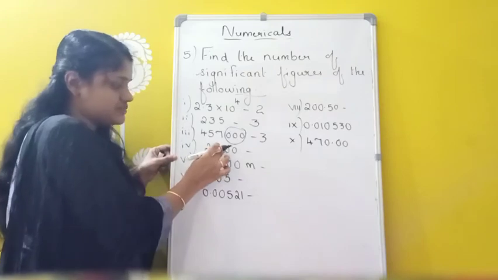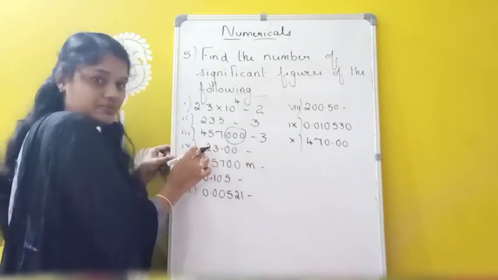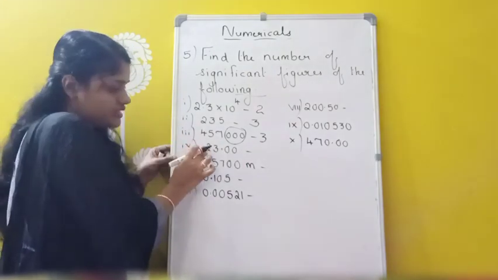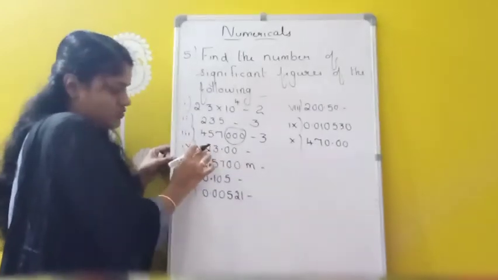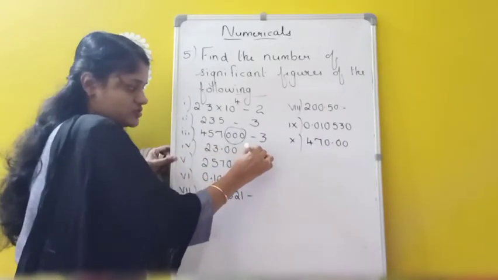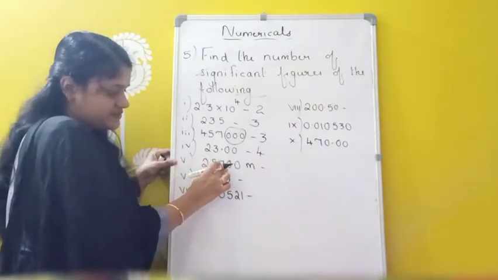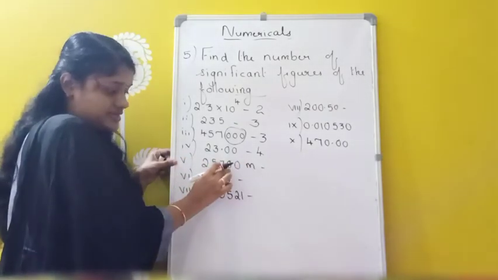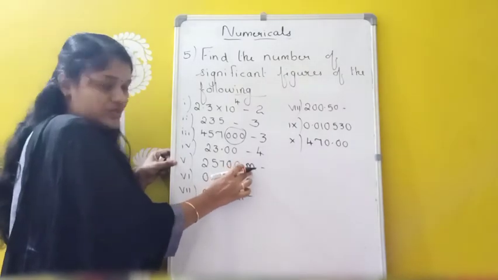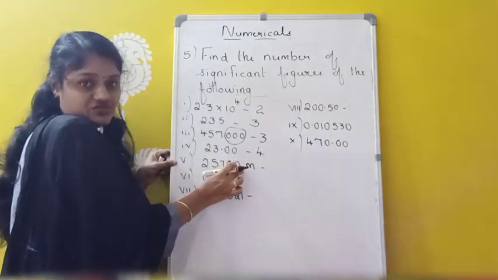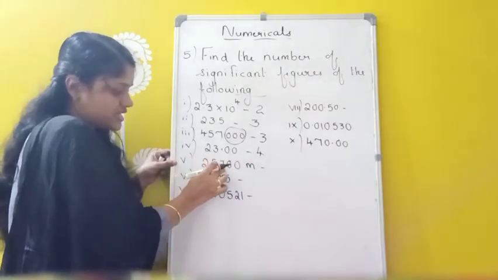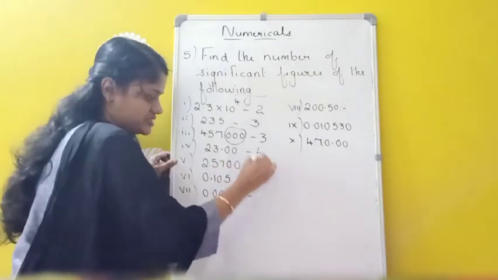Now next one, 23.00. After decimal, these zeros, and this number is greater than 1 also. So that means these zeros are significant. So 1, 2, 3, 4. 4 significant figures are there. Now here 25700 meter. These are trailing zeros, but a unit comes, which means these zeros are significant. So that means 1, 2, 3, 4, 5 significant figures.